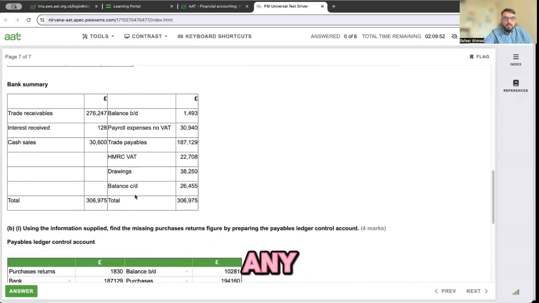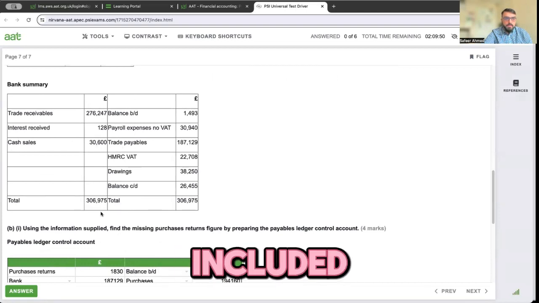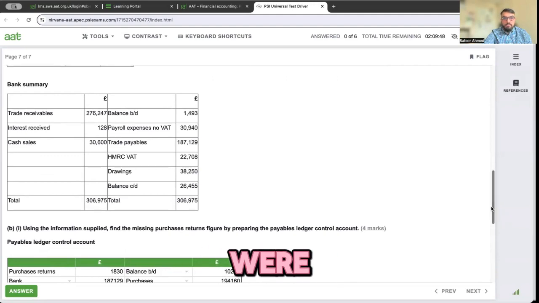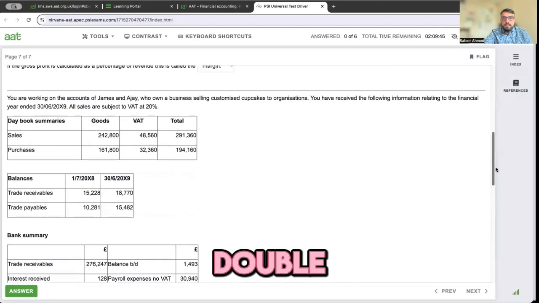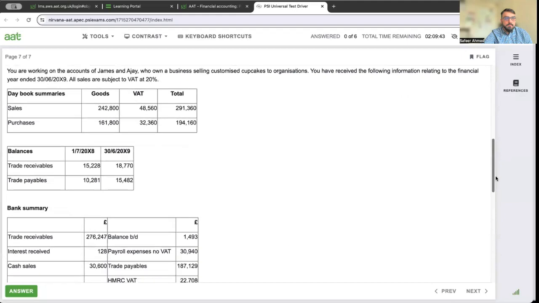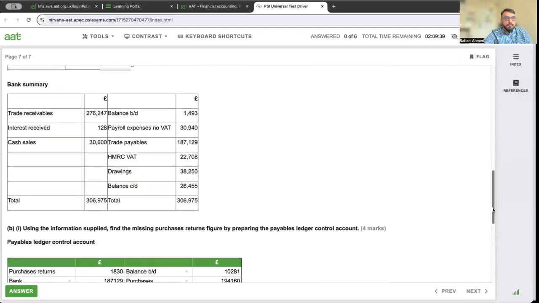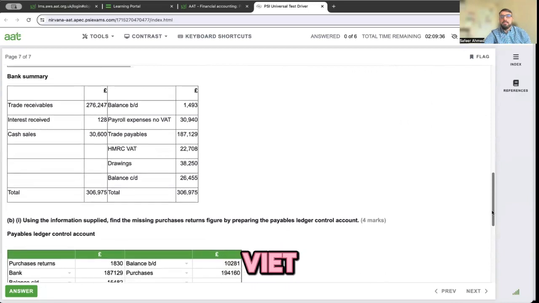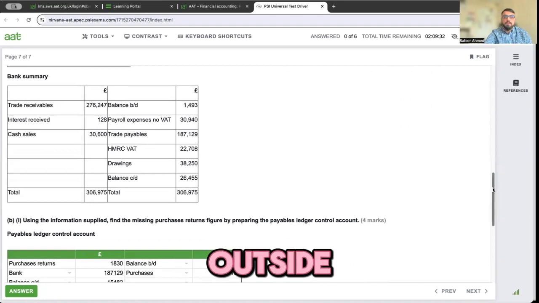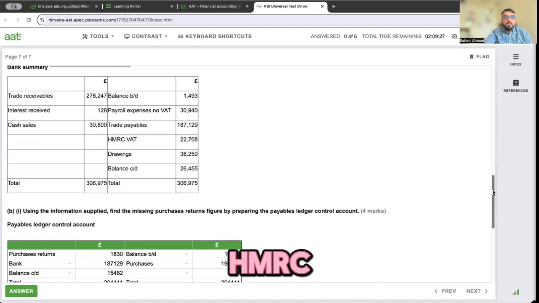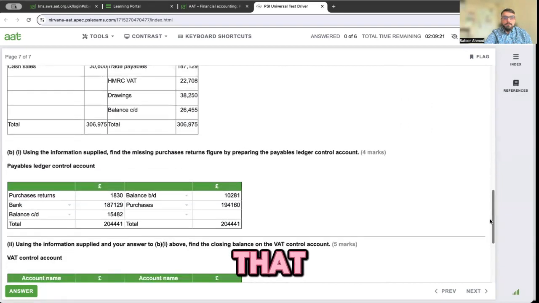Okay, are there any cash purchases? I cannot see any. So I think we have included all of the amounts which we were supposed to include. Let me double check. Is there anything else? Okay, remember, there is no VAT on drawings. Drawings is outside the scope of VAT. HMRC VAT we already included. Payroll expenses, they already specifically said to us, there is no VAT on that.